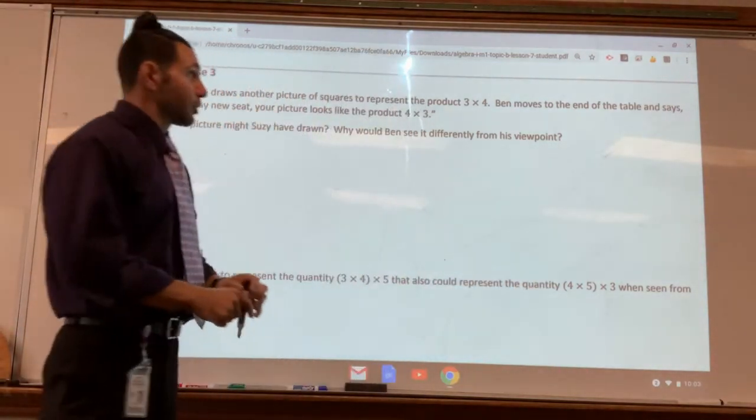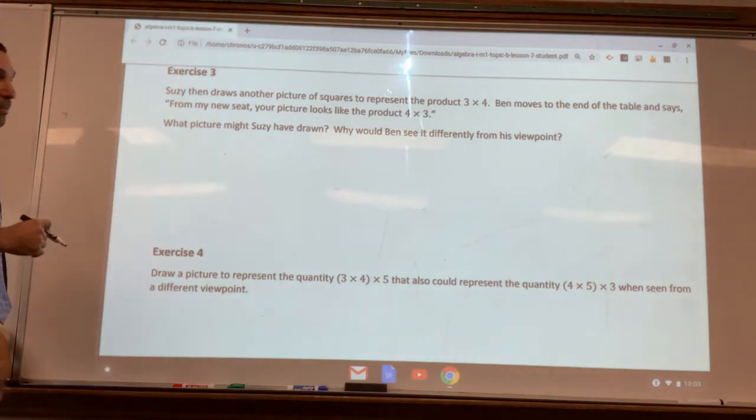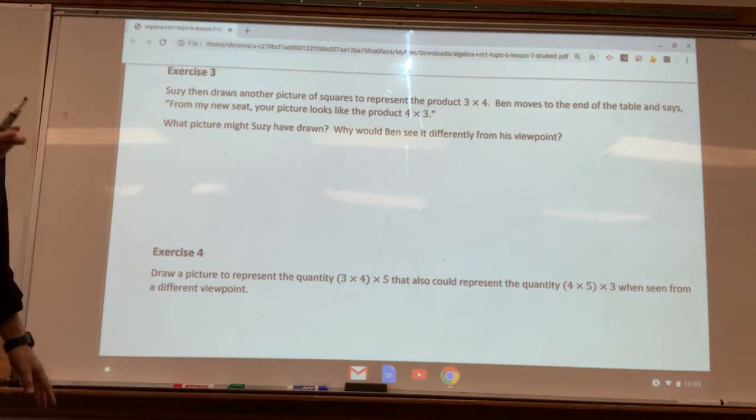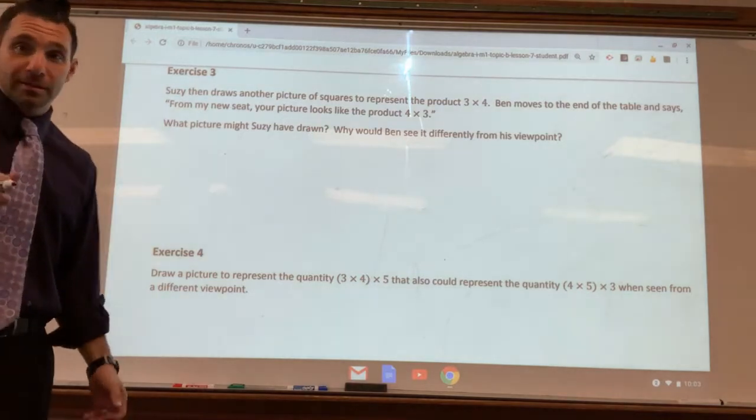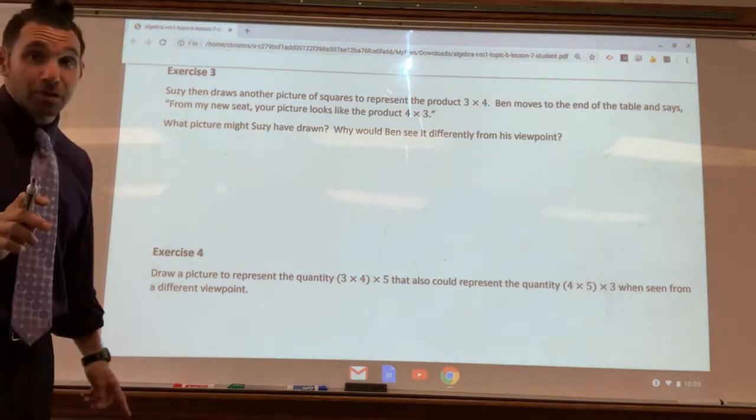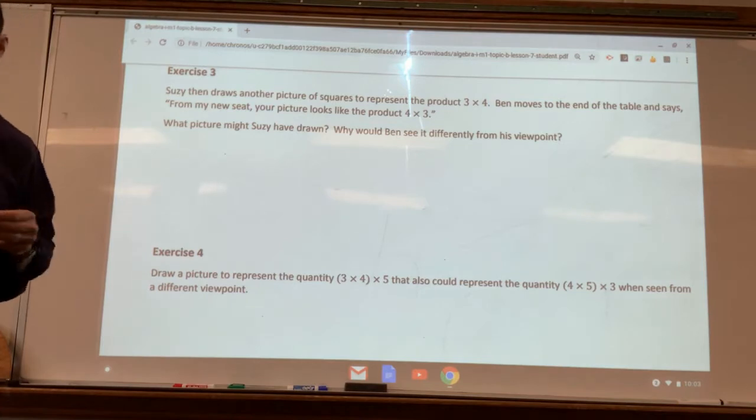And she has 3 times 4, and Ben moves to the end of the table and says, nope, looks like it's 4 by 3. Ben seems like a pain in the rear end. I'm just saying, Ben just kind of wants to say, hey, Susie, you're wrong. Ben's a jerk, by the way. What picture might Susie have drawn?